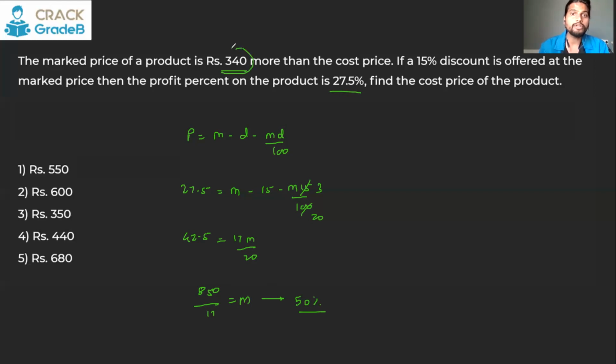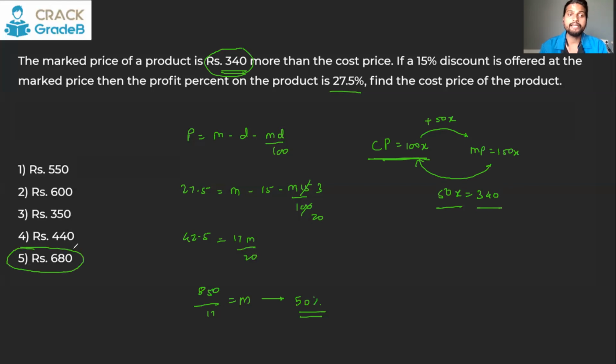So if mark price is 340 more than the cost price, what is the markup percent? If cost price is 100x, you are marking up with 50%, means 50x. So the mark price will be 150x. They are saying the mark price is 340 more than the cost price. Difference between these two, which is 50x, they are saying is 340. So what is the cost price? If 50x's value is 340, 100x's value will be 2 times of it. That is 680. So 680 is going to be the cost price.